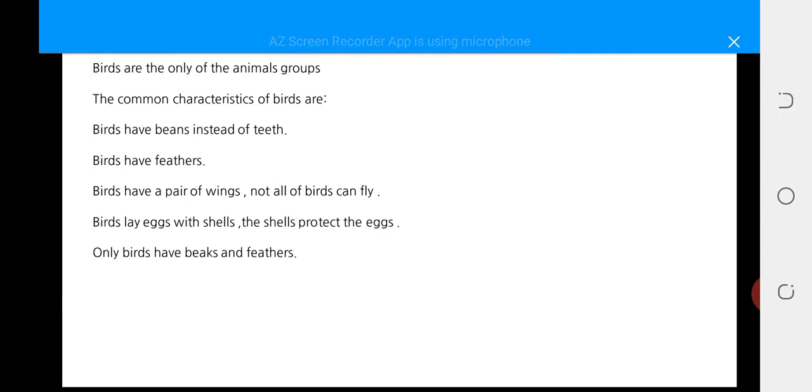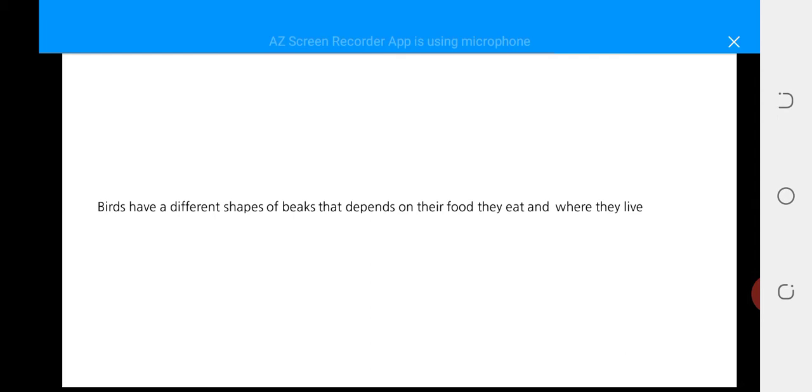Now we will continue talking about the group of animals. Inside this group, now we will talk about the group of birds.